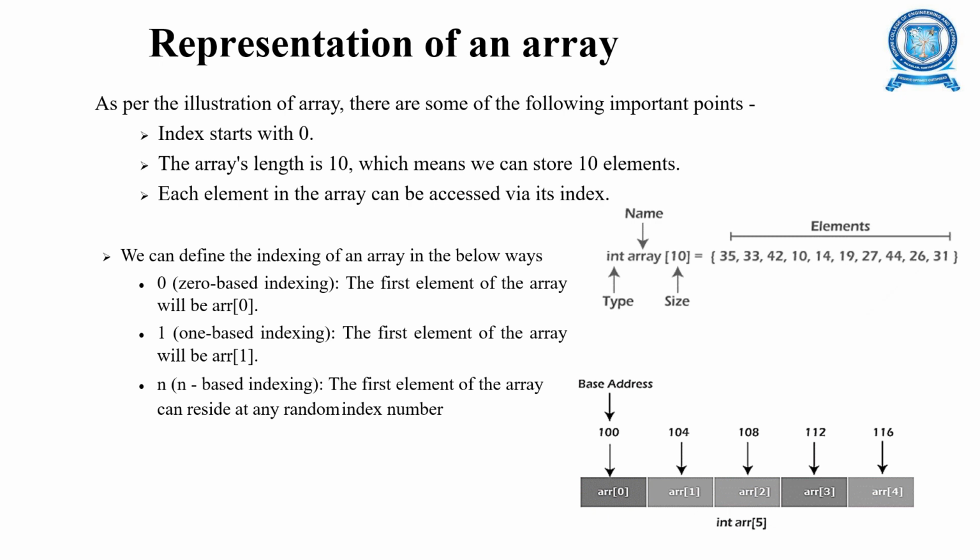Each element in an array can be accessed via its index, as we can see in the diagram. With 0 based indexing, the first element of the array will be array[0]. With 1 based indexing, the first element of the array will be array[1]. Likewise we can have n based indexing.